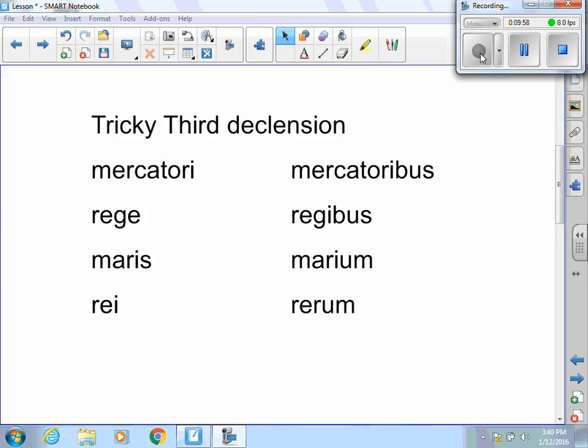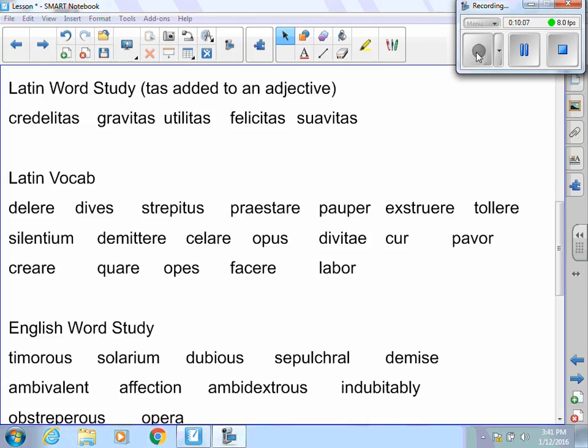And number two, what are the third declension endings? Make sure you're good with those. Next, you have a section over Latin word study, specifically adding TAS to an adjective. So if I take credulous and I add the TAS, it basically means full of whatever we're talking about. So in the case of credulitas, it is full of credulity.